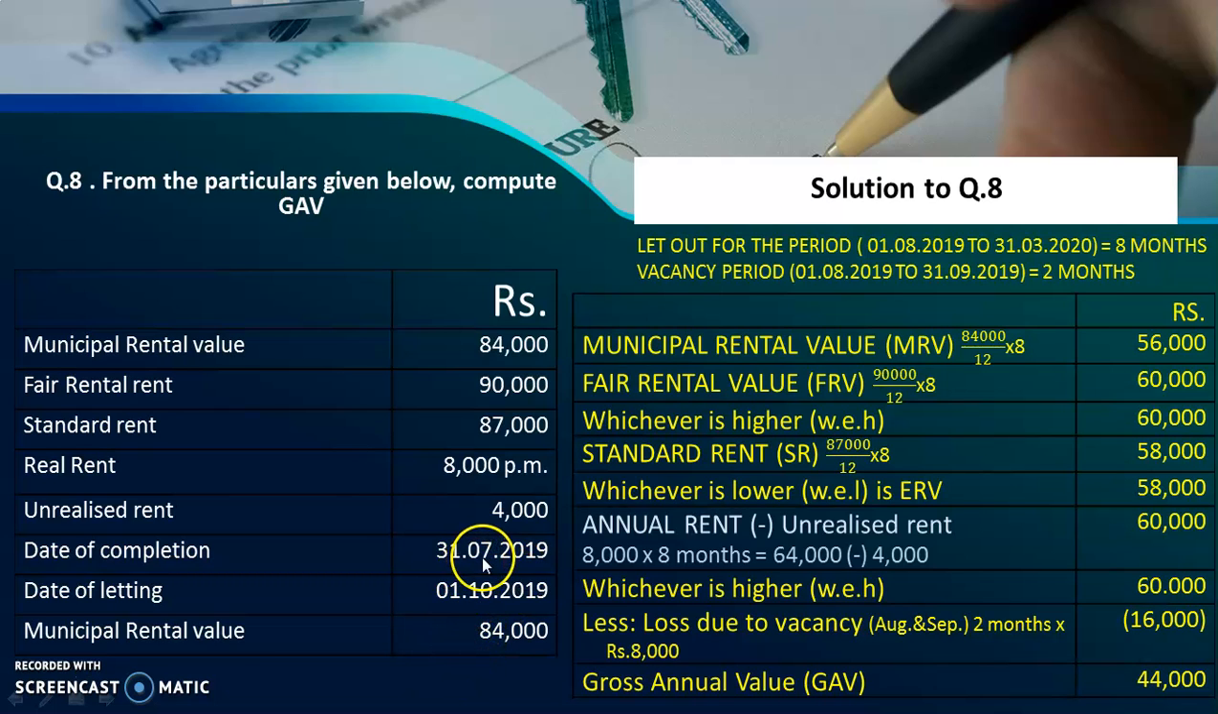See, the date of completion is given. If the date of completion is given, we must see whether it has happened in our previous year. Of course, it has happened in the previous year. When the house is getting ready for letting out, it was ready on 31st July. So only from 1st August can the house be let out.